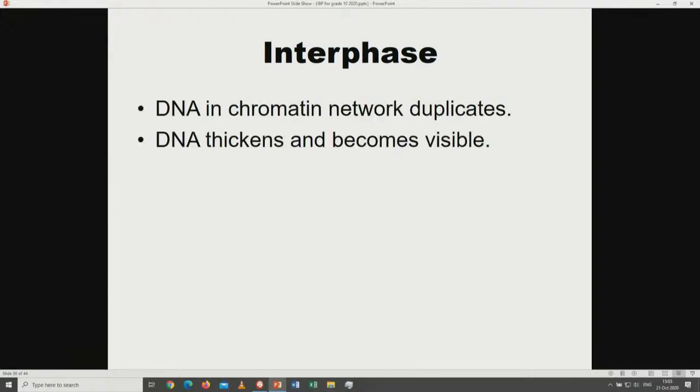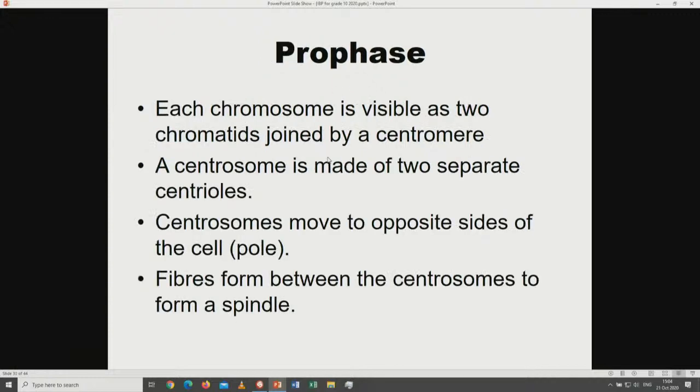In interphase, we know that interphase occurs before a cell can undergo cell division. During interphase, the DNA in the chromatin network will duplicate, become double, and thicken and then become visible. In prophase, each chromosome is visible as 2 chromatids joined together by a centromere.